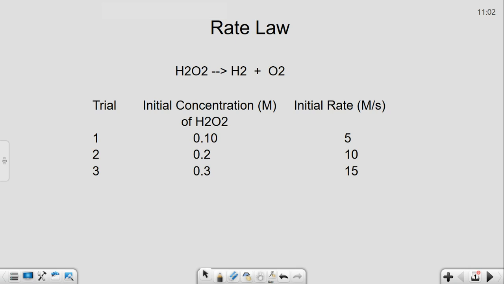All right, so welcome back, guys. Today we're going to be talking about our last section in kinetics here, on rate law.